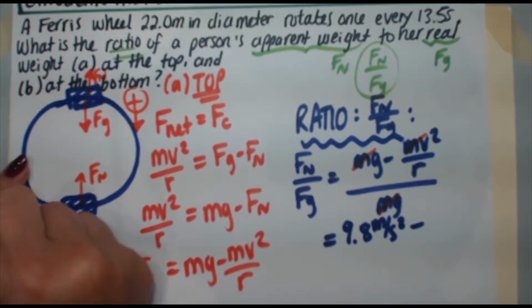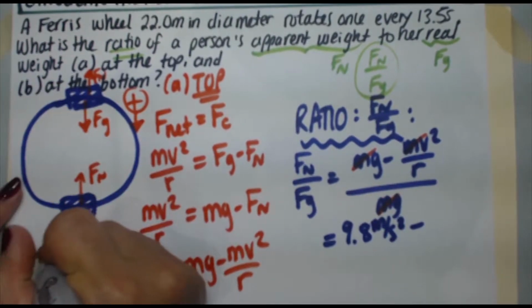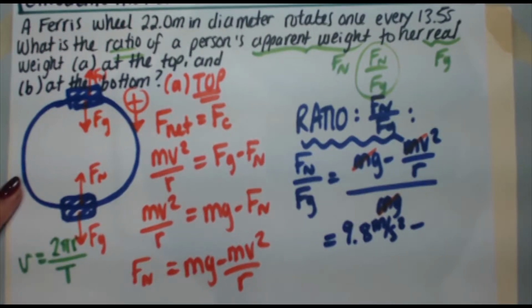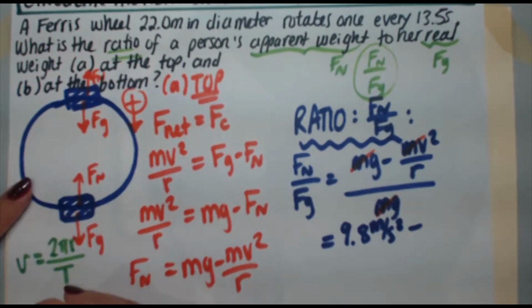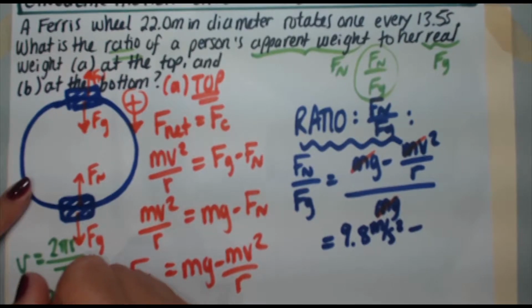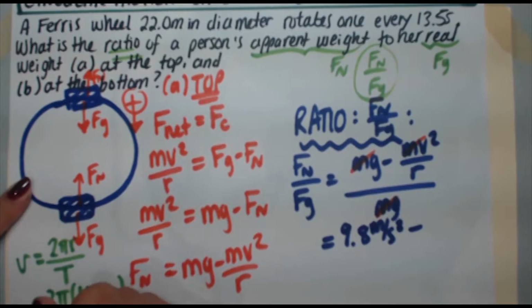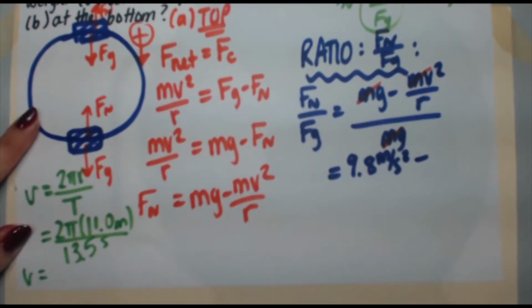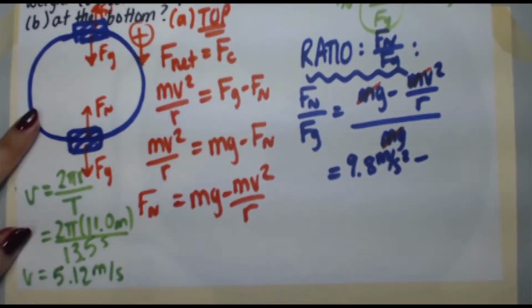Speed is distance over time, and the distance you travel in a circle is the circumference of that circle, so 2 pi r, and the time to go around a circle once is the period, capital T. So speed is 2 pi r over T. The radius of the circle is 11.0 meters, and the time is 13.5 seconds, so 2 pi times 11.0 meters divided by 13.5 seconds. Plug that in and you're going to get the speed to be 5.12 meters per second. Okay, so we've got that.